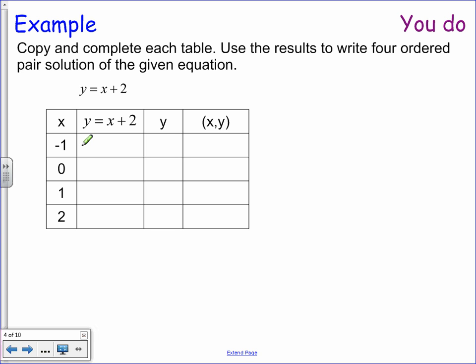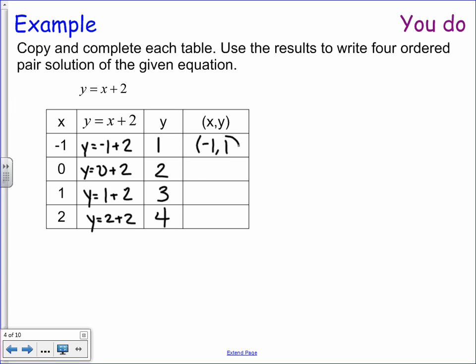Okay, so we're going to plug in y equals -1 plus 2, y equals 0 plus 2, y equals 1 plus 2, and y equals 2 plus 2. We simplify and we get y to equal -1 plus 2 is 1, 0 plus 2 is 2, 3, and 4. Plugging into x, y, we get -1, 1, 0, 2, 1, 3, and 2, 4.